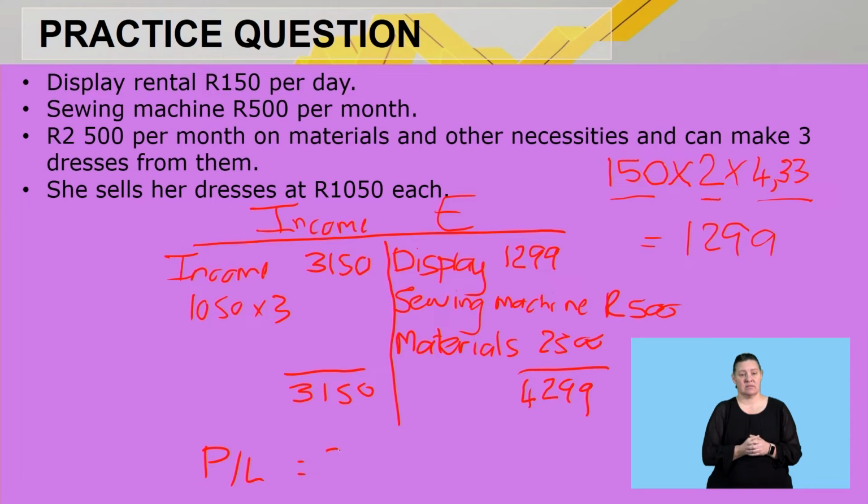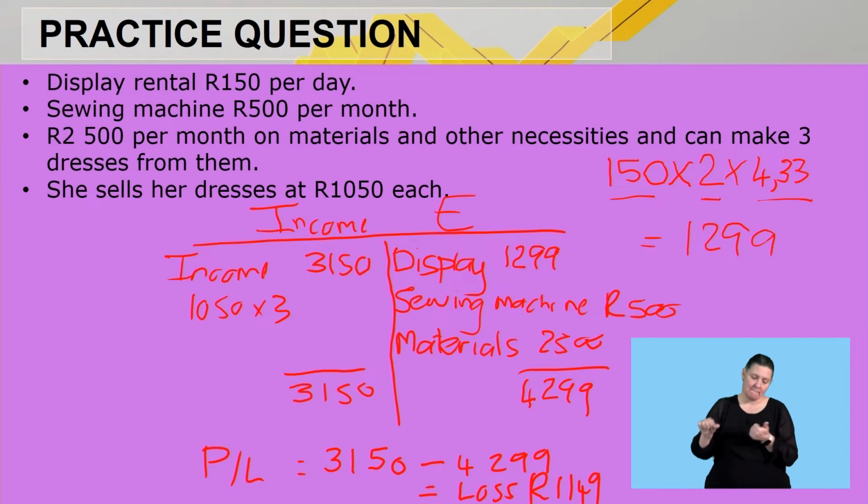The expenses and the income must be looked at. So it's 3,150 minus my expenses, 4,299, and that gives us a loss of 1,149 Rand. So what this means is that Nomsa really needs to go back and look at her budget, see maybe she can increase the price that she's selling her dresses for, or maybe she can look for a cheaper place to display her dresses, or she can use less material.